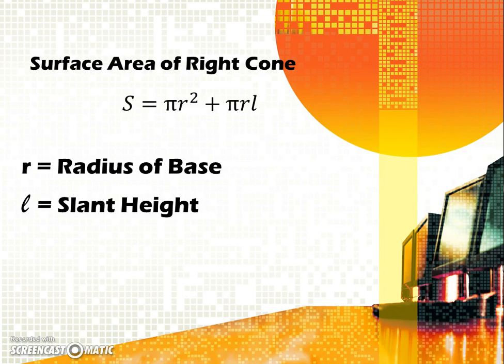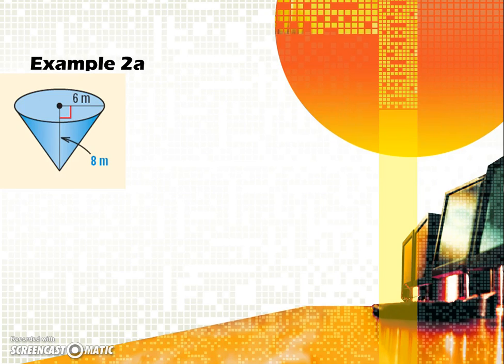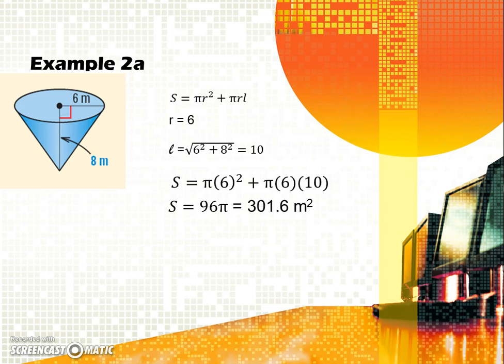The formula is the same as a pyramid, except you plug in pi r squared and 2 pi r, and it becomes pi r squared plus pi r L, where r is the radius and L is the slant height. We're given the height again, so we have to find the slant height by doing the Pythagorean theorem. We know our radius is 6. So we do 8 squared plus 6 squared, take the square root, and we find that's 10. It's a 6, 8, 10 triangle. So our slant height is 10, and we plug into our formula: pi times 6 squared plus pi times 6 times 10. We get 96 pi, which is about 301.6 square meters.